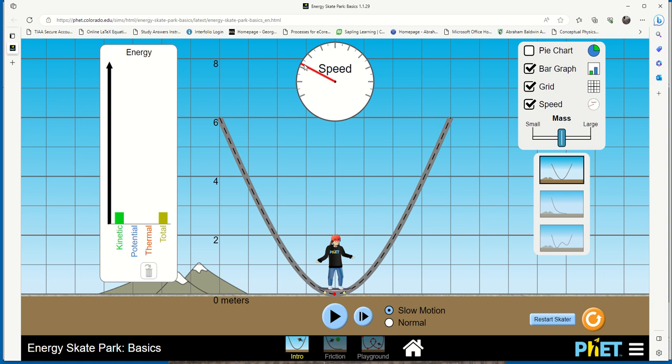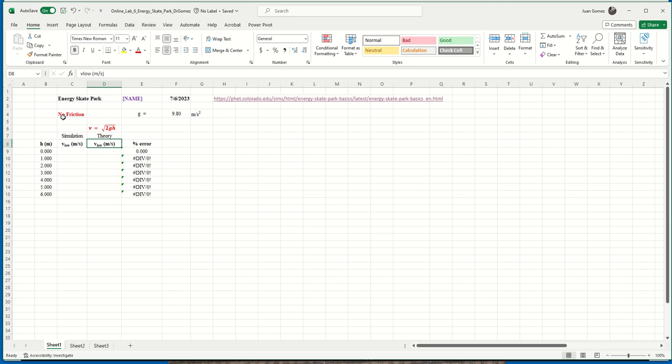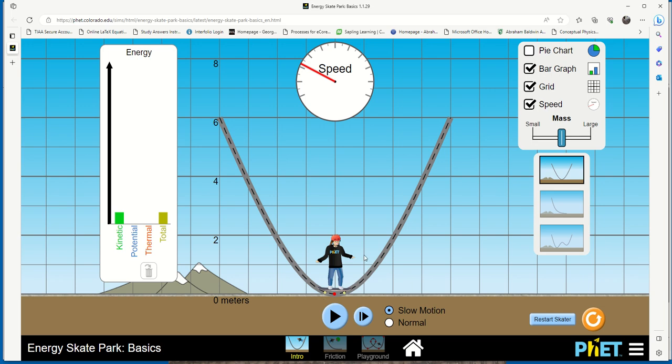That's 5. It looks like it's not quite halfway between 4 and 5. It's not quite, so it's not 4.5. It's probably around 4.3. So when the height was 1, I got that from the simulation, the speed is 4.3 meters per second. Now at a height of 0, when he starts at a height of 0, obviously his speed is 0.